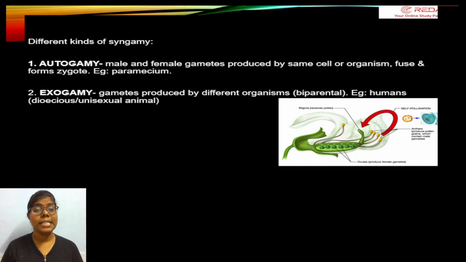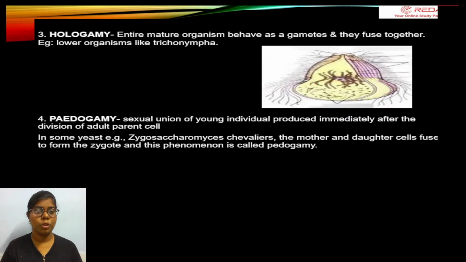So it is exogamy. Here two parents are being involved. So it is exogamy. And autogamy is the same. So they are both opposite to each other. So that is autogamy and exogamy.